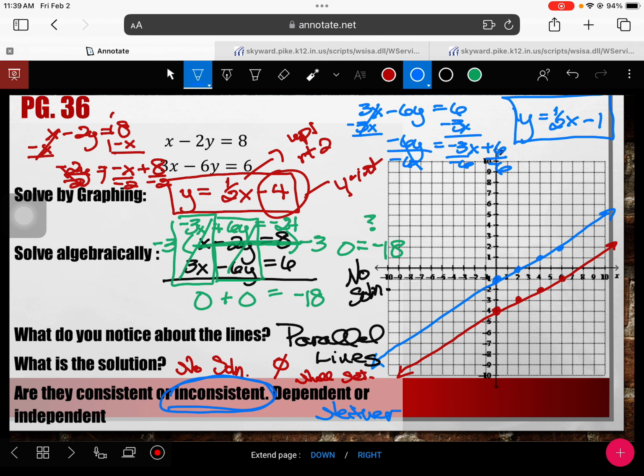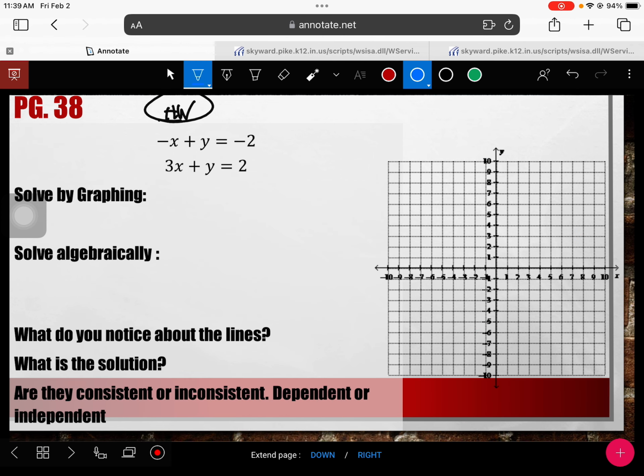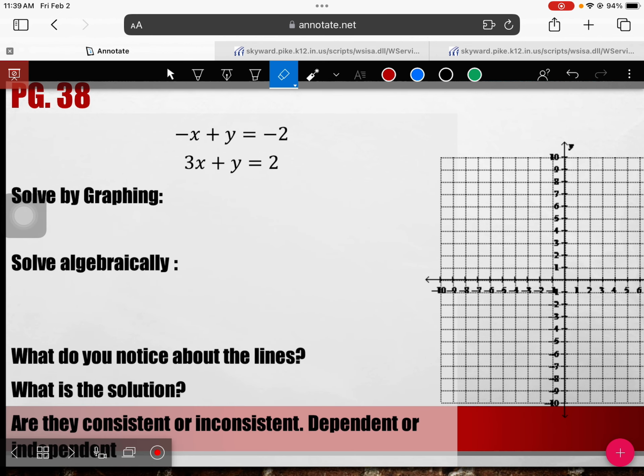Any questions about that one? All right, let's go to the last one. Let's actually do it algebraically first because it's written here nicely and we can do that and we can graph it elsewhere. So as I look at these, how do you want to solve this?